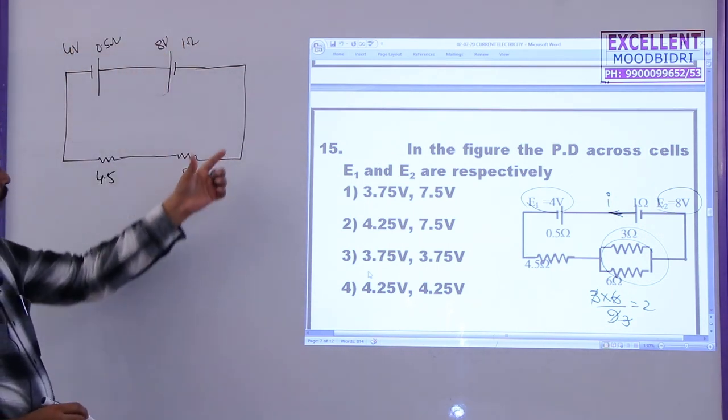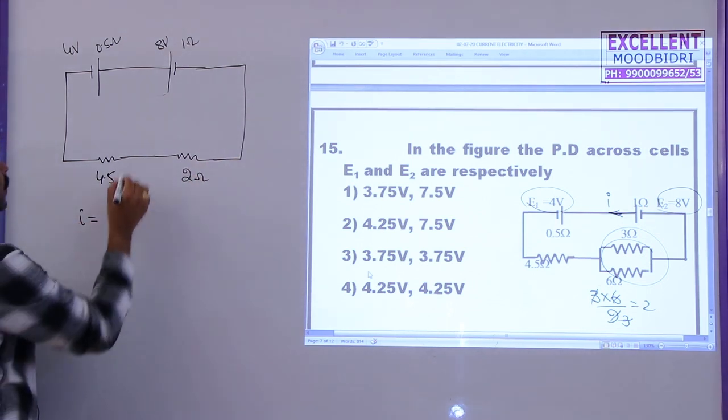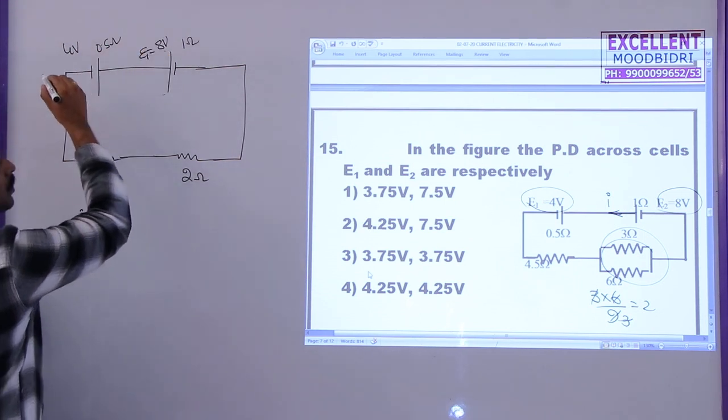So what is the amount of current passing through this circuit? The amount of current, total current is given by E1 plus E2. Let me take this as E1 and it is given as E1.